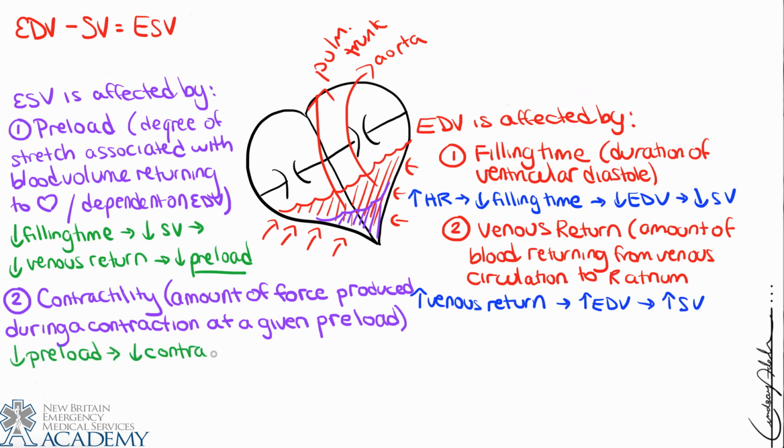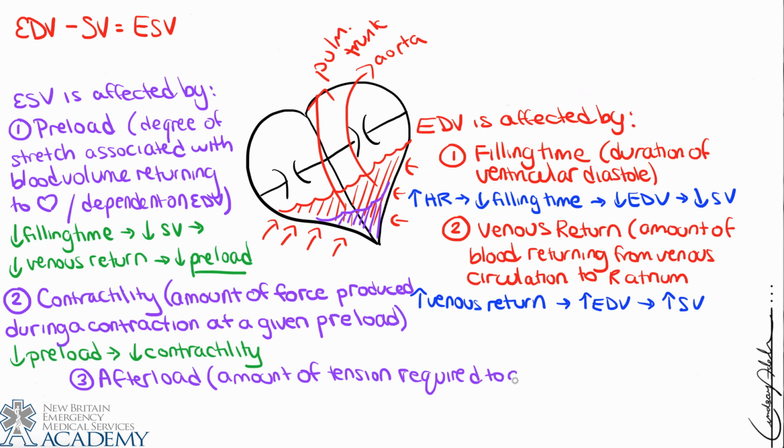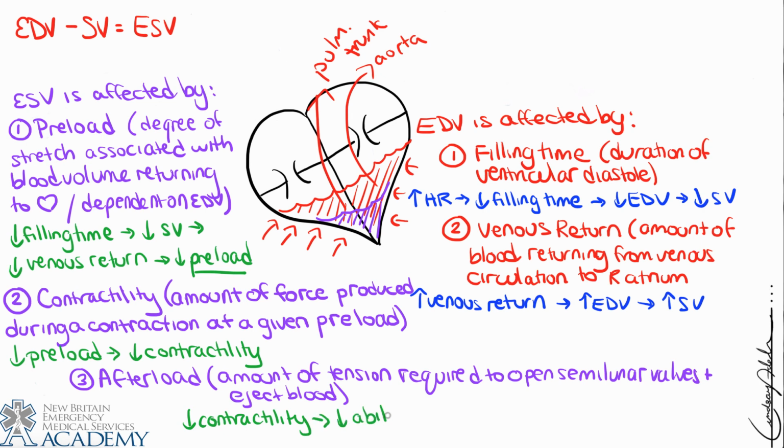And then lastly, we'll consider the afterload. The afterload is basically contributed by the blood pressure and how clamped down things like the aorta and the pulmonary trunk are. By definition, afterload is the amount of tension that's required to open the semilunar valves and eject blood. If you think about during ventricular contraction, initially everything is closed and the ventricles are just squeezing and increasing the pressure, and then ultimately that rapid increase in pressure is going to overcome those valves and cause them to open.